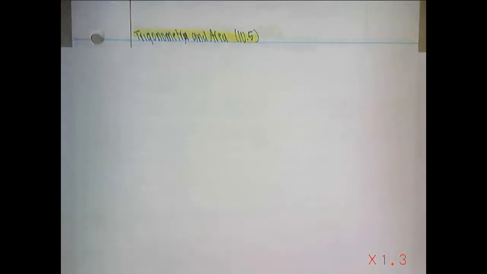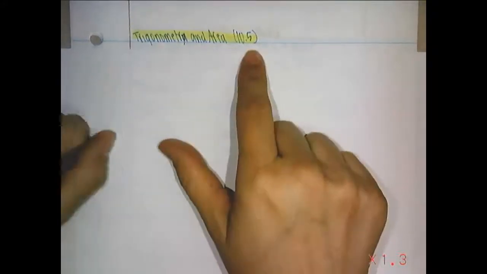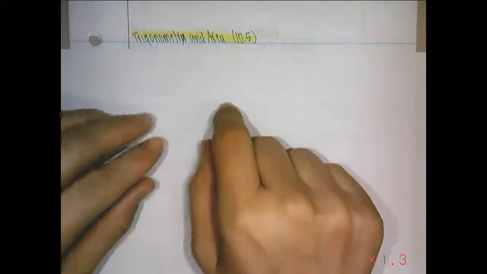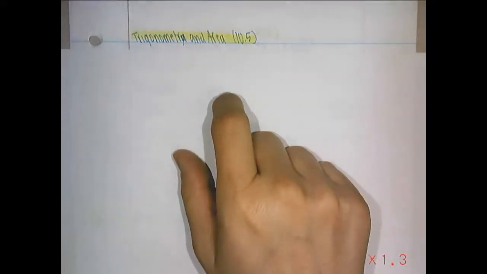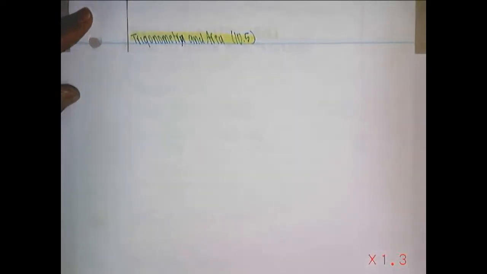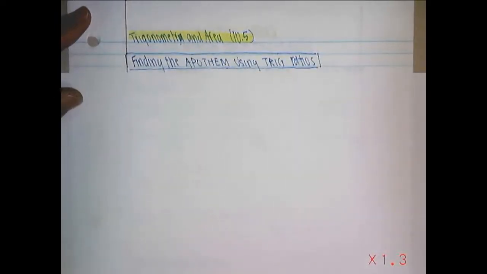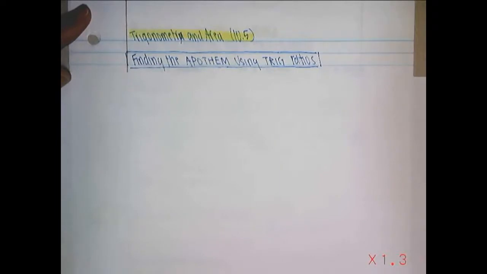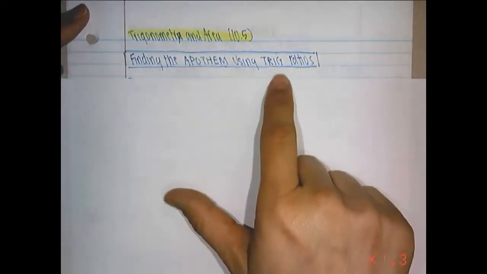Hey guys, okay, so we are on to our last section, trigonometry and area, 10.5. Today in class we talked a lot about the apothem, so I'm just going to review and give a couple more examples of that as far as trig ratios go. So, finding the apothem using trig ratios.